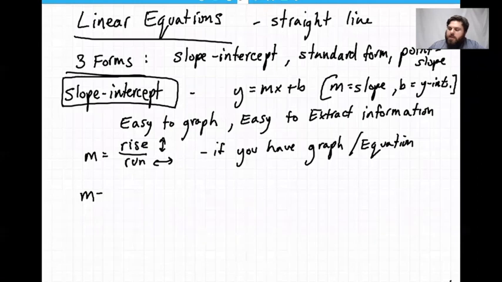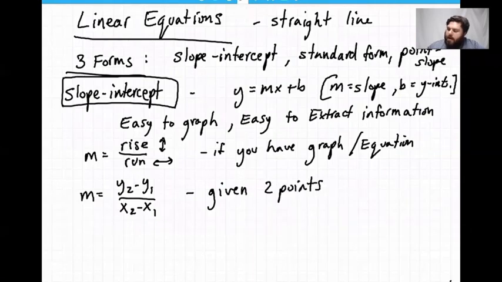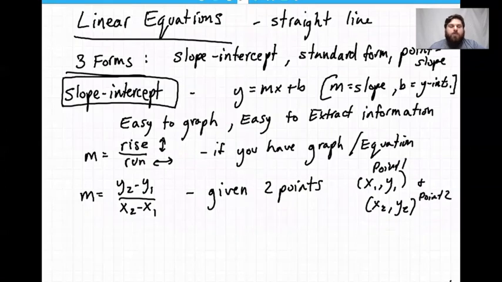The other way we think of slope is more of like a formula, y2 minus y1 over x2 minus x1. This is good if you're given 2 points. If you have 2 coordinate points, an x and a y, x1, y1, and x2, y2, this would be point 1. This would be point 2. If you're given 2 points, it's really good to think of slope in terms of that formula.